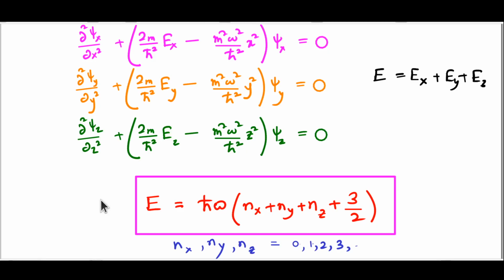So there are several possible sets of nx, ny, nz which add up to the same number and give rise to the same energy. So we have different wave functions, functionally independent wave functions, giving rise to the same overall energy. Now the ground state, the lowest energy state that you can have, corresponds obviously to the lowest possible values of nx, ny and nz, that is 0 for each, and this state is non-degenerate.